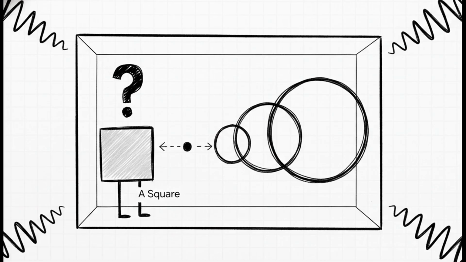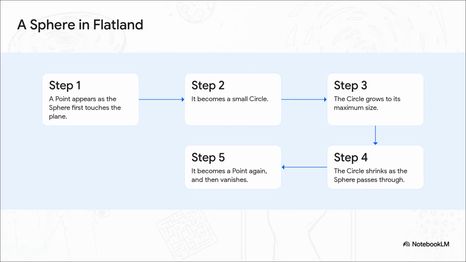And then this thing appears. It looks like a circle, but then it shrinks down to a tiny dot and vanishes. And then it comes back. It's breaking every single rule of reality as you know it. So what's he actually seen? He's witnessing a three-dimensional sphere passing through his two-dimensional world.